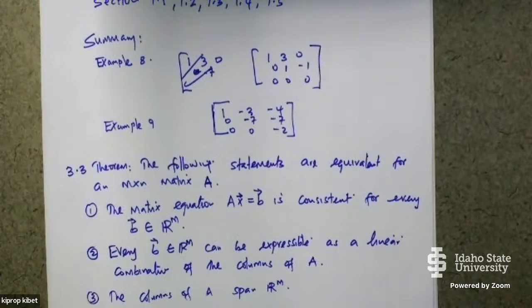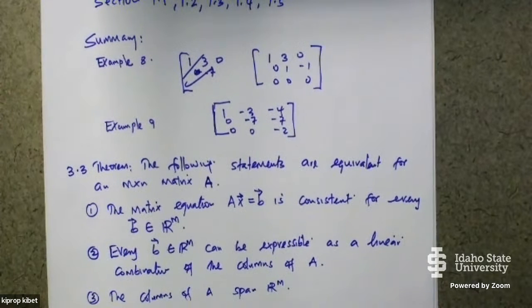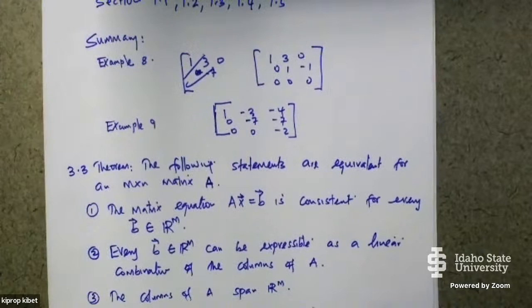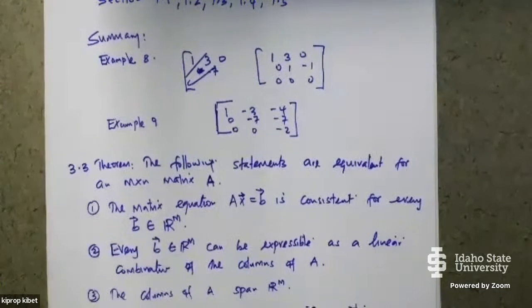And then lastly, number 4, every row of A contains a pivot position. So all these are equivalent.